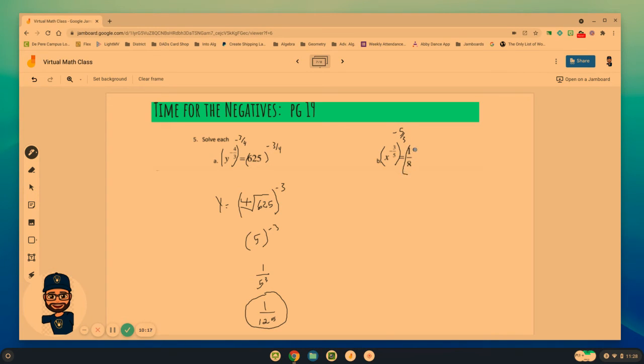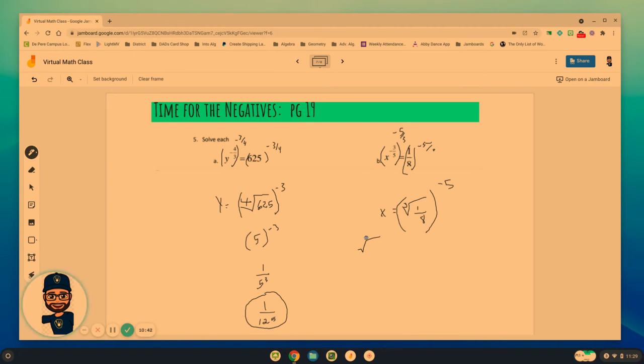All right, raising this side to the -5/3. So I'm looking for the cubic root, oops, forgot to write my cube, 3, the cubic root of 1/8. And whatever I get for that answer, I'm going to raise it to the power of -5. The cubic root of 1/8.